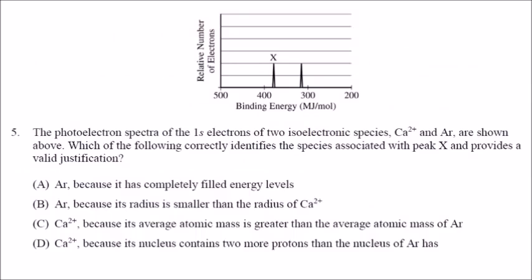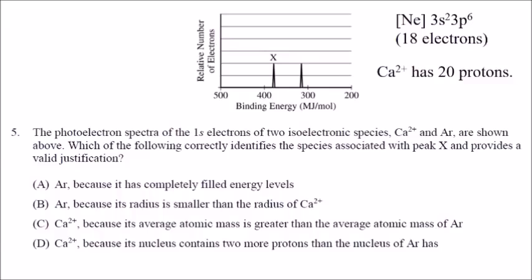In number 5, we are given a photoelectron spectra. We're just focusing on the 1s electrons, but there are 2 different species, calcium 2+ and argon. And again, the word isoelectronic means same number of electrons, so both of these species have 18 electrons. Now calcium, of course, has 20 protons, whereas argon has only 18 protons. That difference in protons is very important.